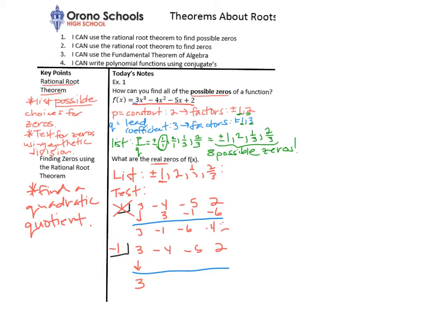All right, 3 times -1 is -3. -4 plus -3 is -7. -1 times -7 is +7. And when we add that column, -5 plus 7 is 2. Oh, check this out. 2 times -1 is -2. We have a remainder of 0. That means x equals -1 is a zero for this function.